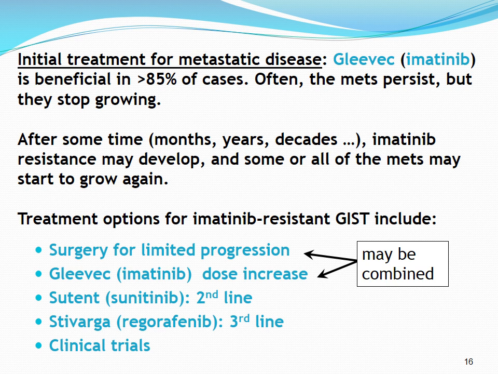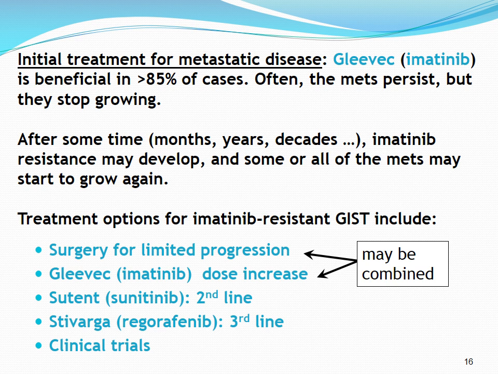And unfortunately, even when the initial response is very good, over time, as happens with many drug therapies in cancer, resistance to the drug can begin to develop, but that's a complicated issue with regard to GIST. We're still trying to learn exactly the implications of resistance. Some or all, usually just some of the metastases may start to regrow. So at that point, we have what is called imatinib-resistant, drug-resistant GIST.